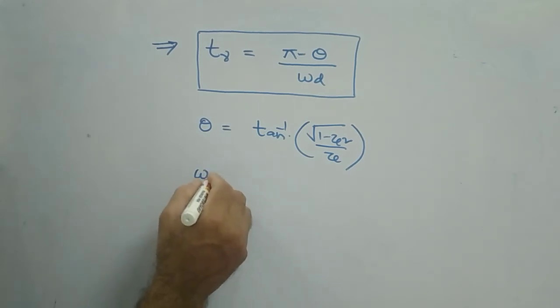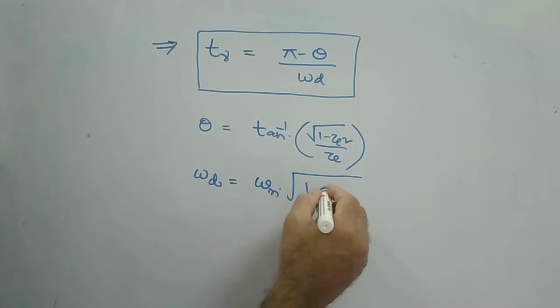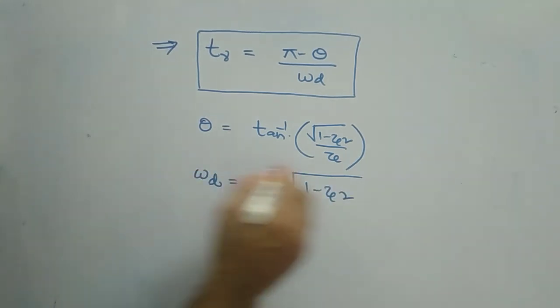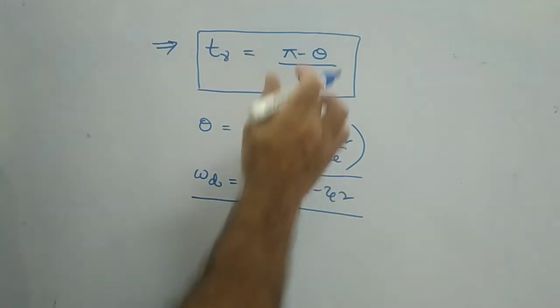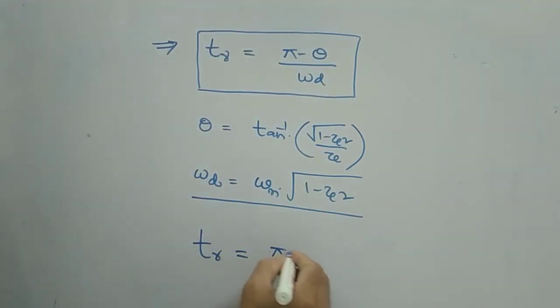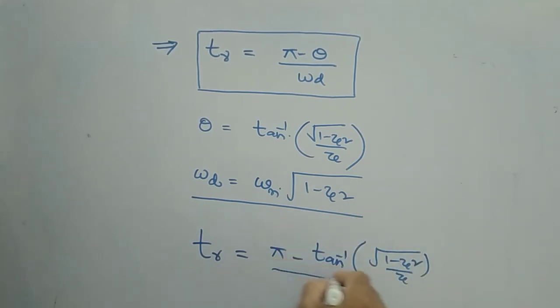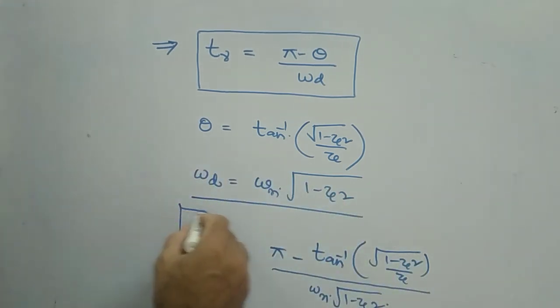And then what is the omega d value? Omega d is equal to omega n square root of 1 minus zeta square. So please remember these two values. These two will be substituted here. Therefore, your tr becomes pi minus tan inverse of square root of 1 minus zeta square by zeta, whole by omega n into square root of 1 minus zeta square. This is the expression for your tr.